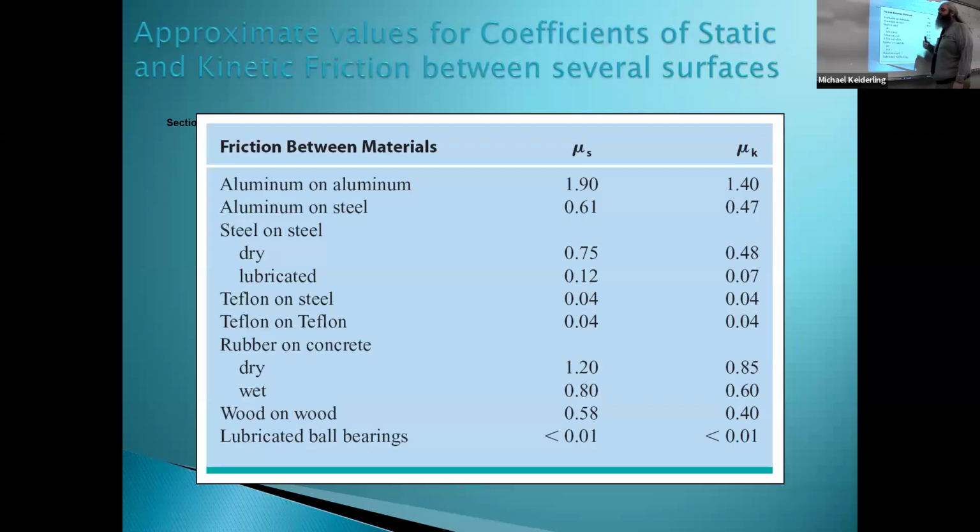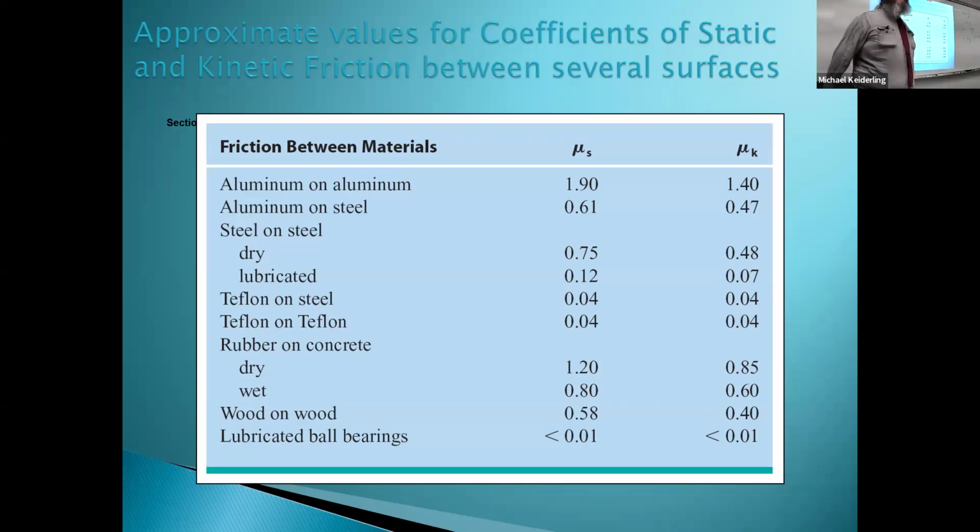So, some examples of friction between materials. Aluminum on aluminum, static friction is 1.9, kinetic friction is 1.4. Aluminum on steel, on the other hand, slides a lot more easily. Static friction is only 0.61, kinetic friction is 0.47. Steel on steel, dry, is 0.75 and 0.48. Lubricated, 0.12 and 0.07. Teflon on steel is 0.04 and 0.04. Teflon on Teflon is 0.04 and 0.04.